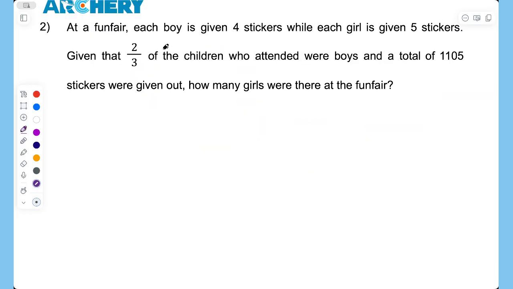Question 2. At a fun fair, each boy is given 4 stickers, while each girl is given 5 stickers. Given that 2/3 of the children who attended were boys, that means the total units for children will be 3 units, and boys 2 units. Girls will be 1 unit.